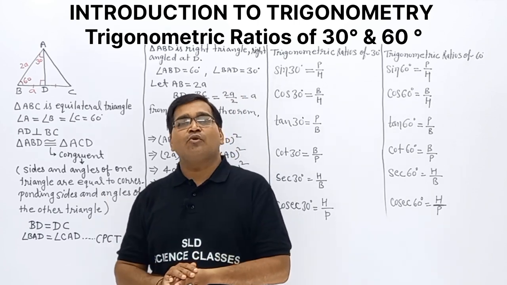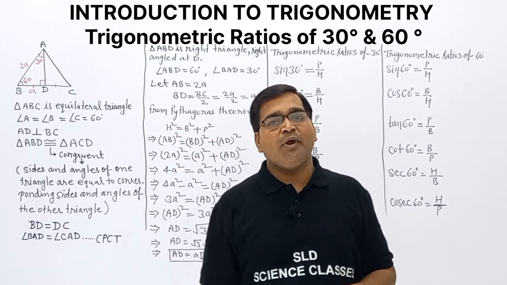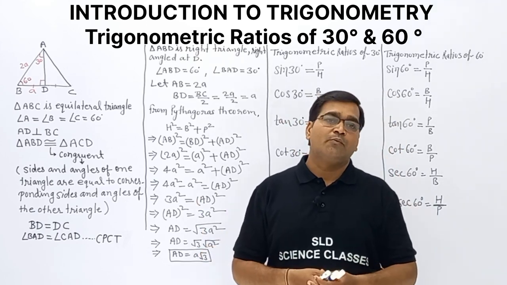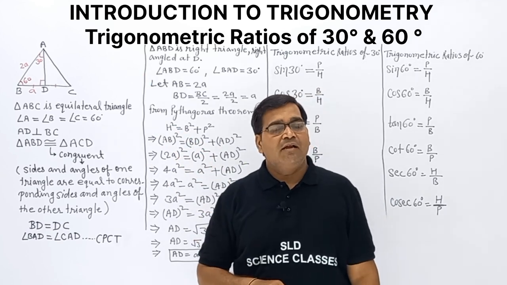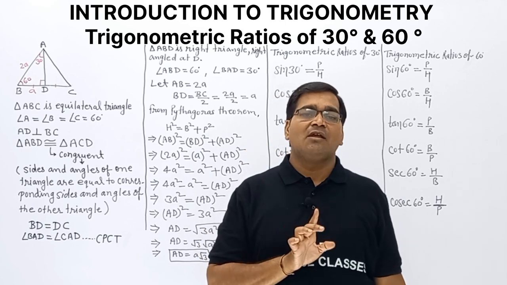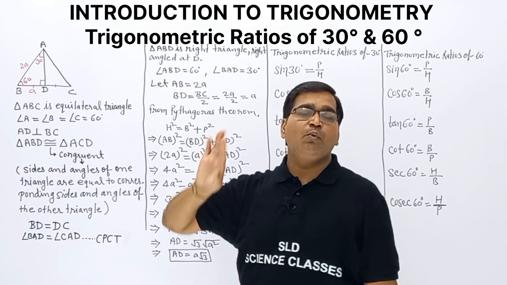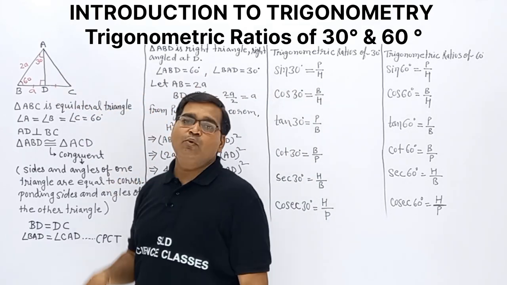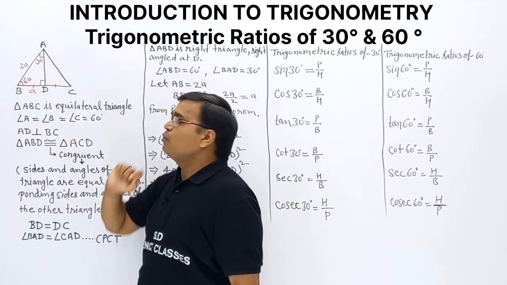In exercise 8.1 we studied a lot of questions on trigonometry ratios. In all questions we considered a right triangle. This is the equilateral triangle. We want trigonometry ratios of 30 degree and 60 degree, so we require a right triangle. So how will we convert this equilateral triangle into right triangles? We will draw AD perpendicular to BC.